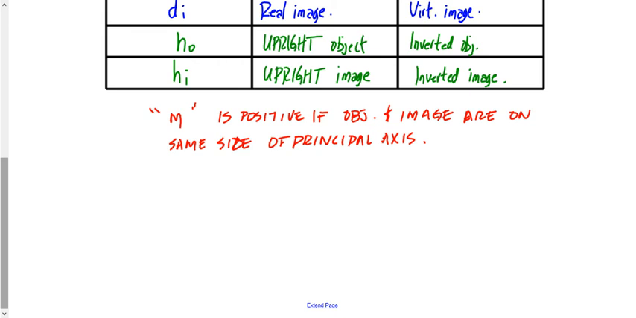So a magnification of +1 means the image is the same size as the object, and they're both on the same side of the principal axis. If the magnification is +2, then the image is twice as big as the object, and they're both upright. If the magnification is -2, then the image is twice as big, but the image is flipped over. If the magnification is +0.5, then that means the image and the object are both on the same side. They're both upright or inverted, but the image is smaller. It's only half the size of the object.